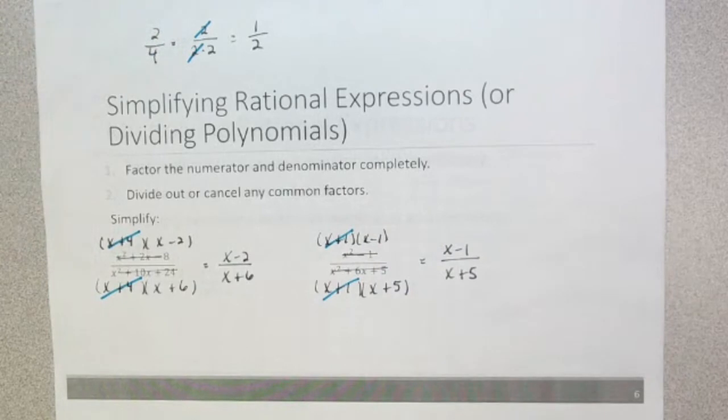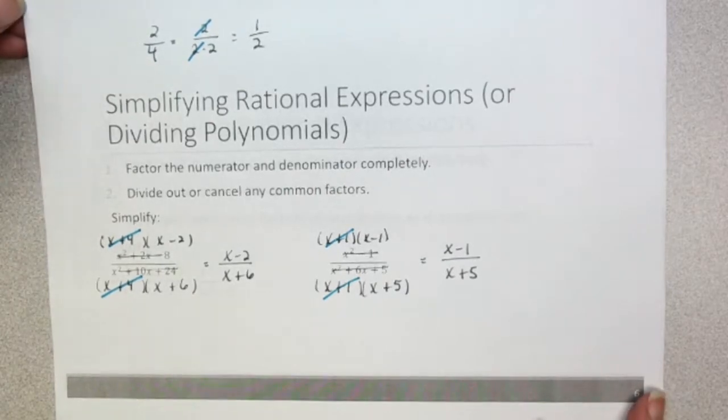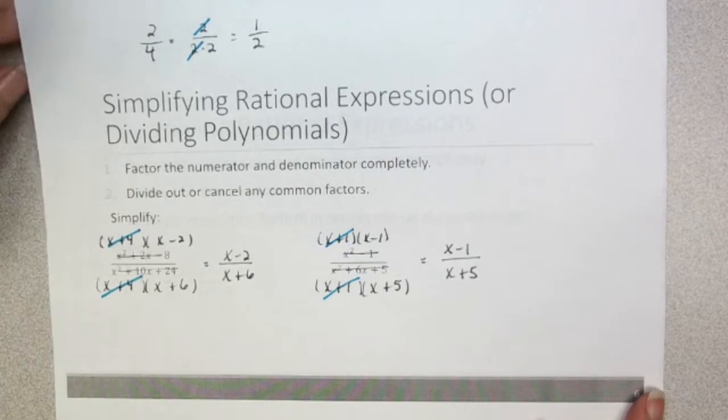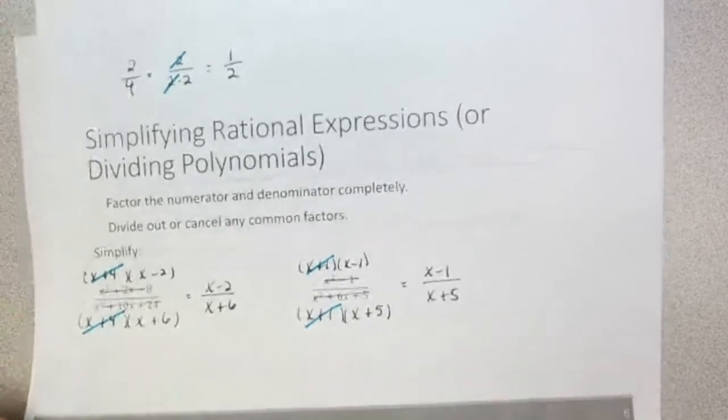Right? So simplifying rational expressions, we're going to do the same procedure that we would do to simplify a simple fraction. We're going to fully factor both the numerator and the denominator, and then just divide out any common factors.